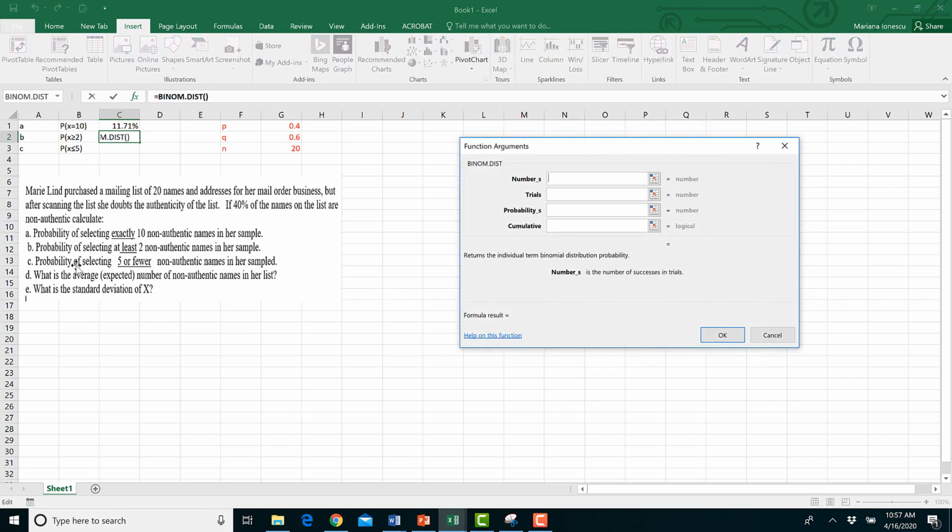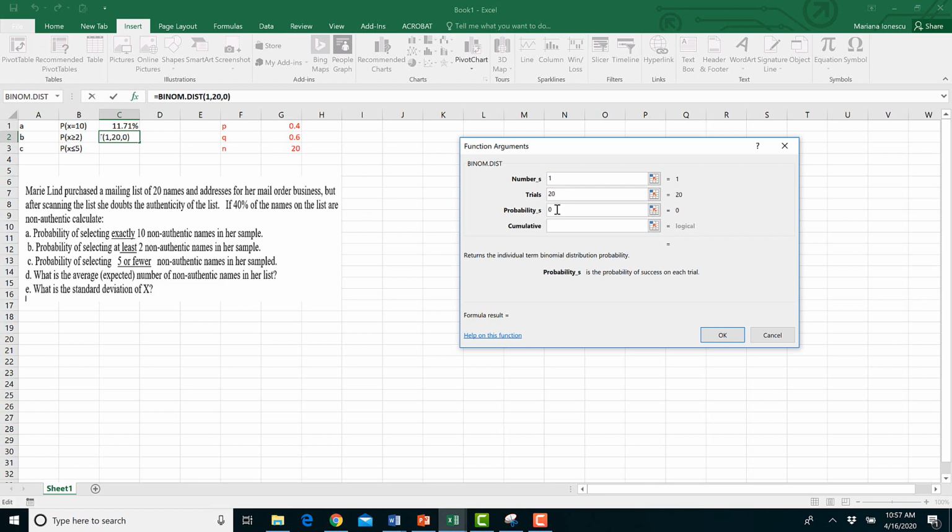For part B, we are looking to calculate the probability of selecting at least 2 non-authentic names in her sample. Again, at least 2 means 2, 3, 4, 5, up to 20. It's easier to calculate as 1 minus the probability to be less than 2. That means what? Can be 0 or 1 non-authentic names on the list. So, similar here, we are going N less than 1. Number of trials, 20.